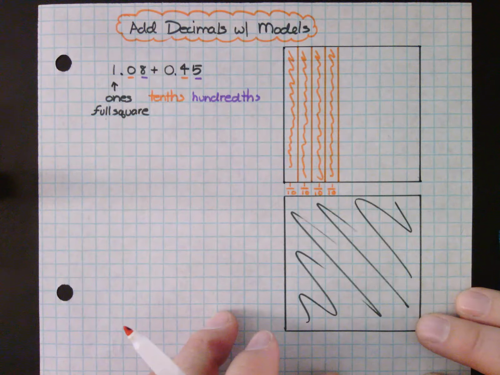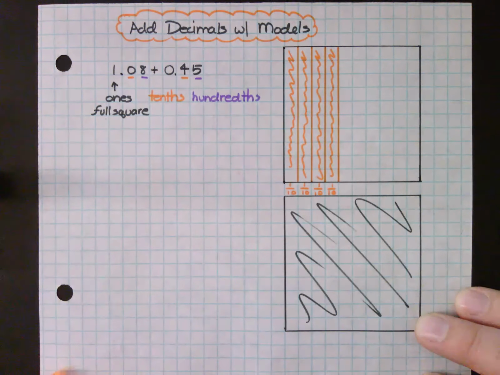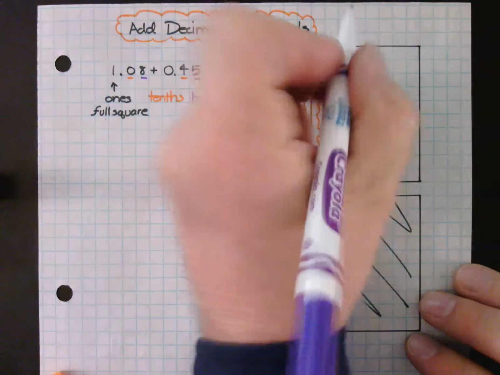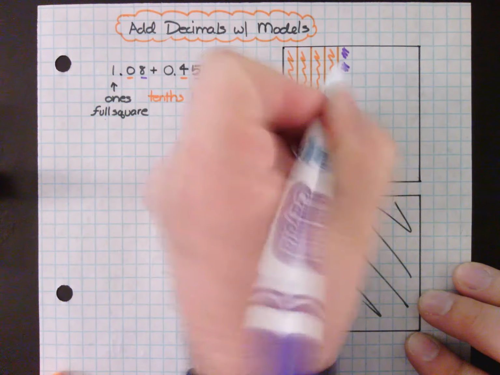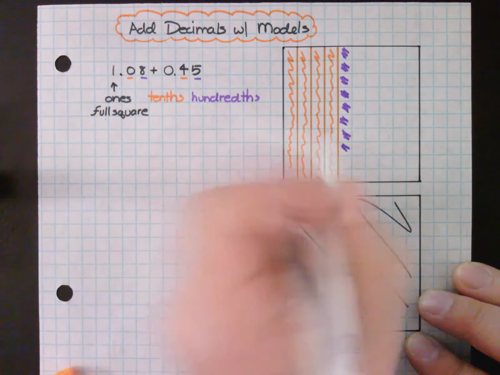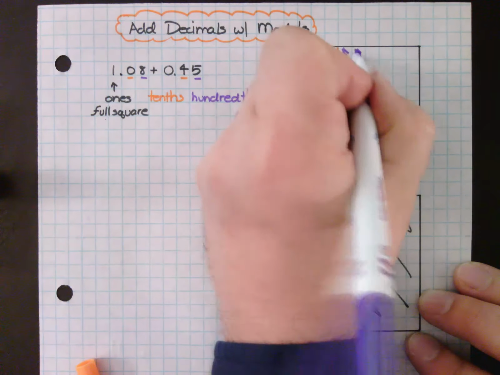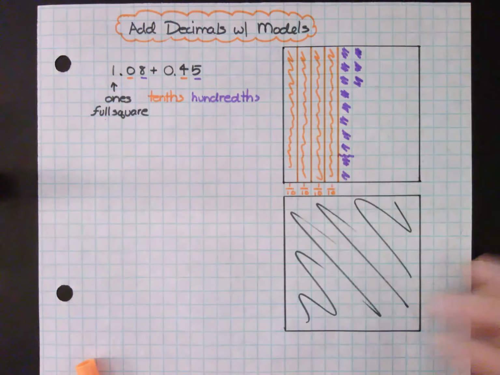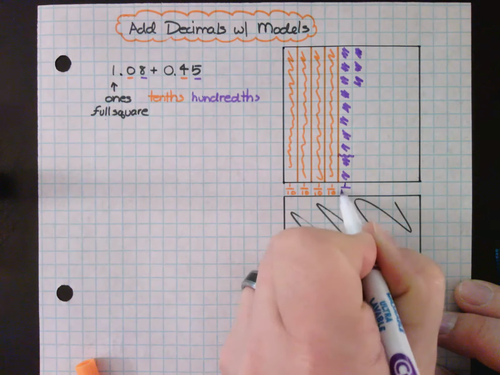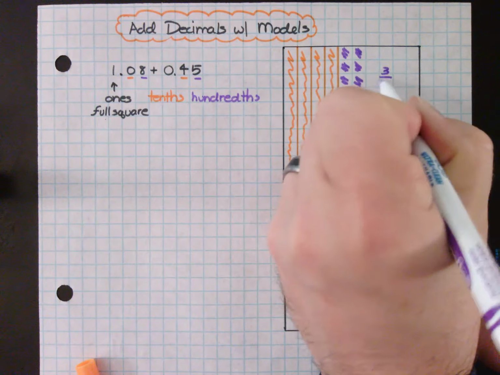Now I look at the hundredths. The hundredths, there's an 8 and a 5. And so I'm going to color in 8 and I'll color in 5. 1, 2, 3, 4, 5, 6, 7, 8. And then 5 more. 1, 2, 3, 4, 5. Well, notice what happened here. I actually filled in a whole other tenth bar. And then I have 3 one-hundredths left here.